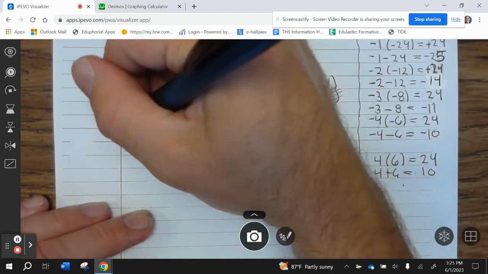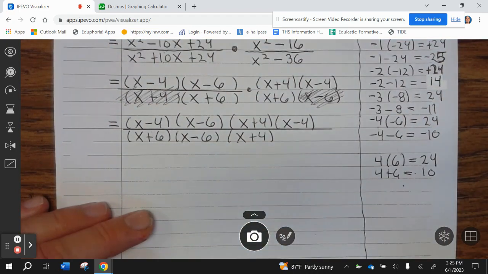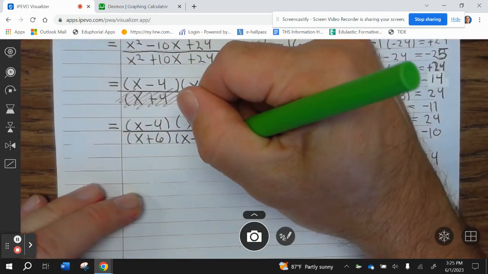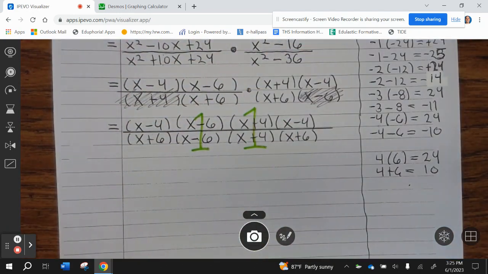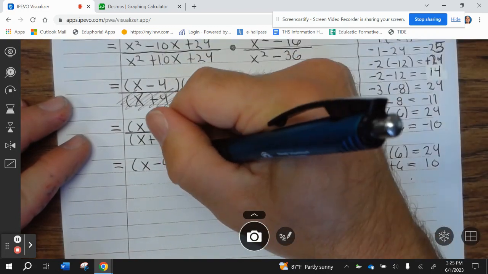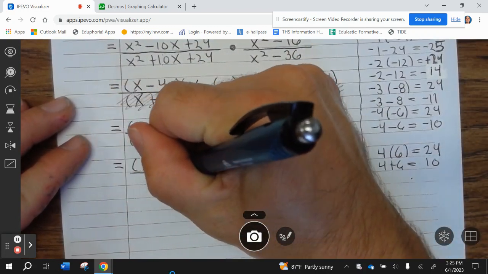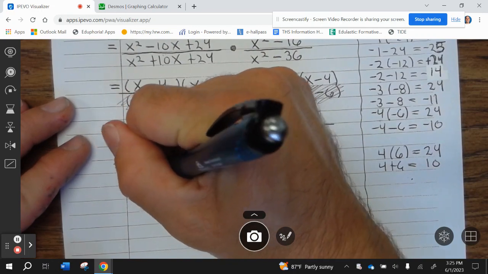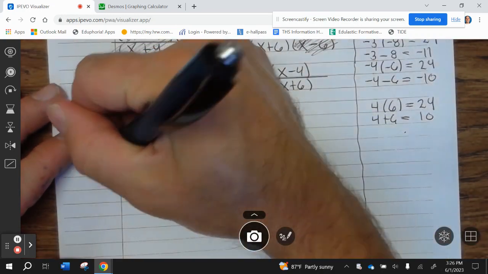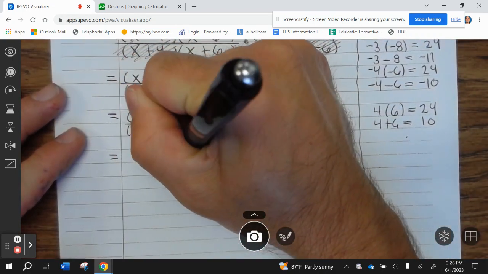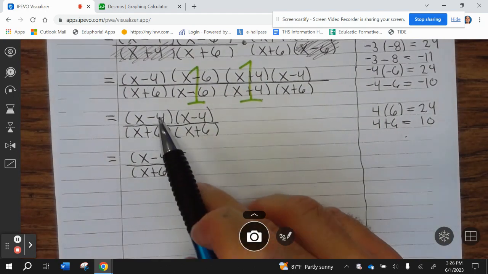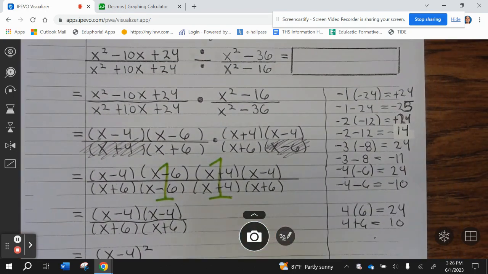x plus 6, x plus 6. But now I can say that this divides and becomes 1. This divides and becomes 1. So I have x minus 4 times x minus 4 divided by x plus 6 times x plus 6, which can be rewritten as x minus 4 squared divided by x plus 6 squared. Either one of these is an acceptable answer. I'm just going to put this right here.